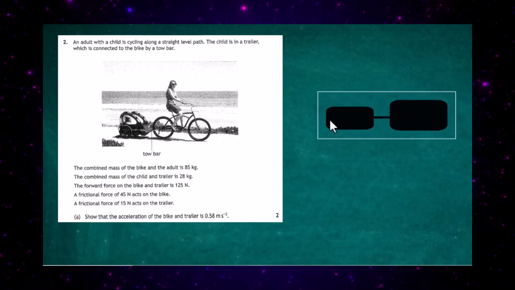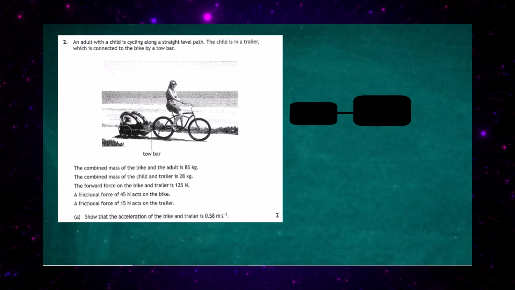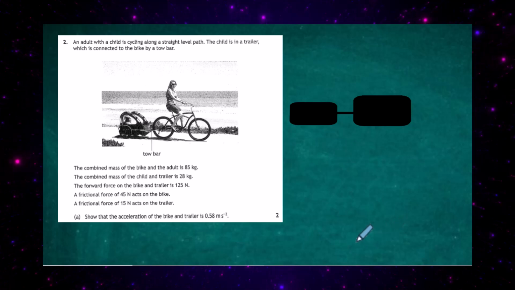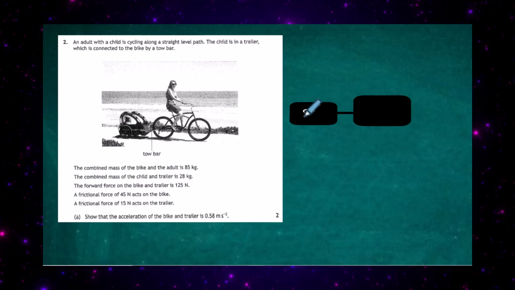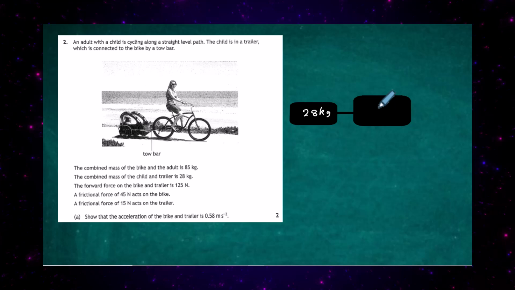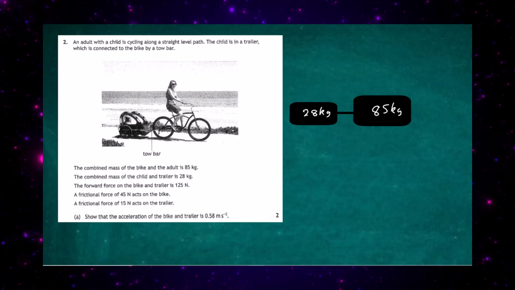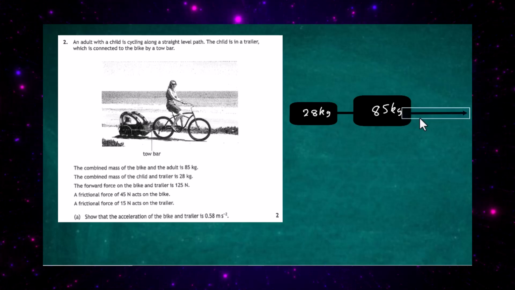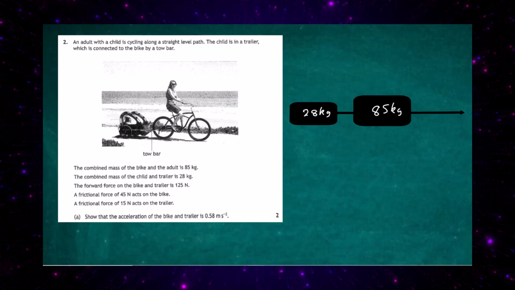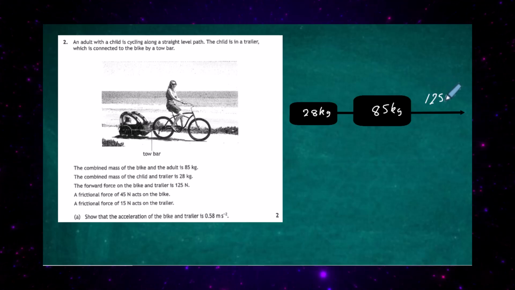Let's start off with a diagram. We'll represent the bike and the trailer with these 2 blocks here. The mass of the trailer is 28 kilograms, so we can put 28 kilograms into the block, just a quick sketch. And then we've got 85 kilograms for the bike and the adult. Now we put in the forces acting on it. We have a forward force acting on the bike and trailer, and the forward force is 125 newtons. So I put in 125 newtons there, that's the forward force.